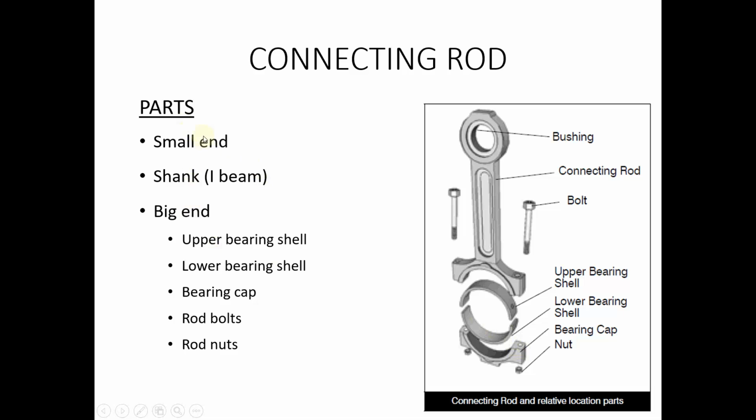So these are the parts: the small end, the shank, that is the I beam, it can be I section or H section, and the bigger end which consists of the upper bearing shell, lower bearing shell, bearing cap, then the rod bolts and the rod nuts. So these are the parts of the connecting rod.